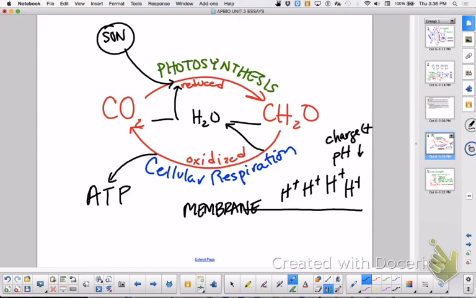Oh, I have a question. Yes. So you've mentioned before electrochemical gradient and chemiosmotic gradient. Are those the same thing? Same thing. Okay, so why do we do this? Why do we concentrate these hydrogen ions? So they can make ATP.